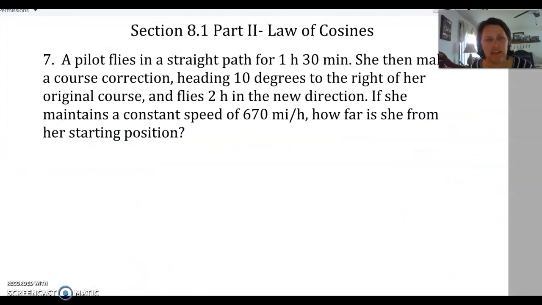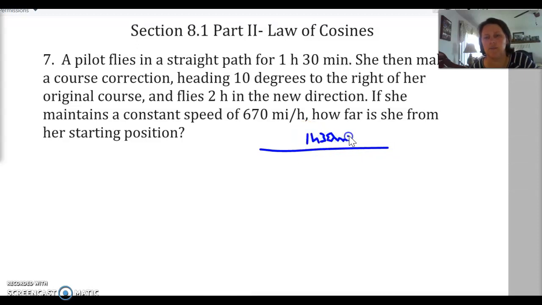Okay, this is our very last question. So we have a pilot who flies in a straight path for 1 hour and 30 minutes. I'm going to actually end up drawing two diagrams here. One diagram I'm going to draw in terms of time, and then we're going to translate that to actual distance. So we're going to fly for 1 hour and 30 minutes in one direction. She then makes a course correction heading 10 degrees to the right.